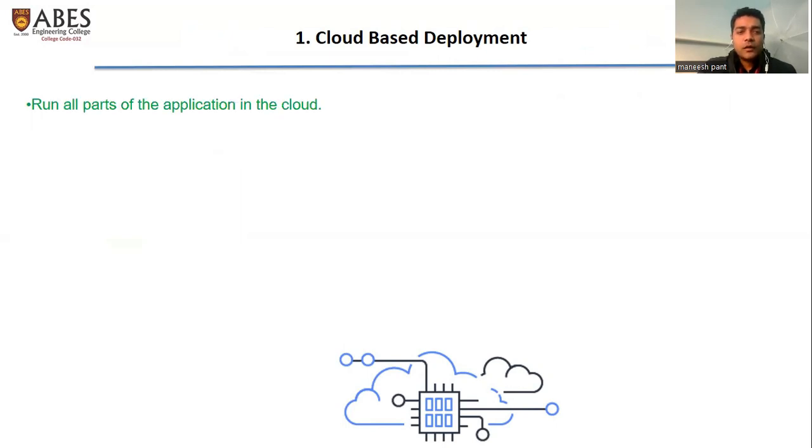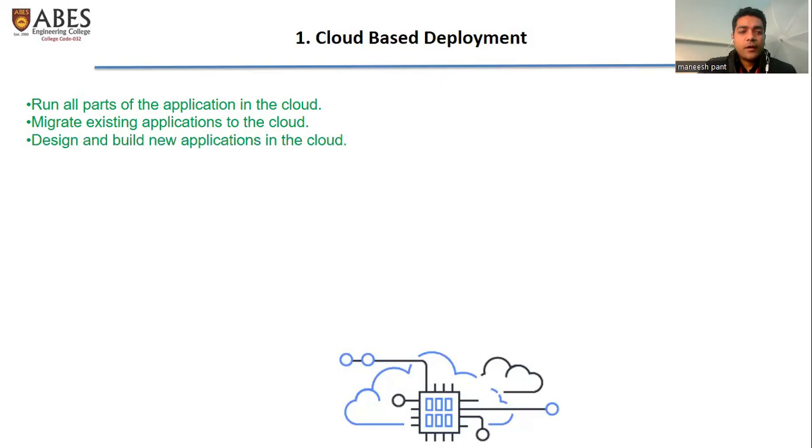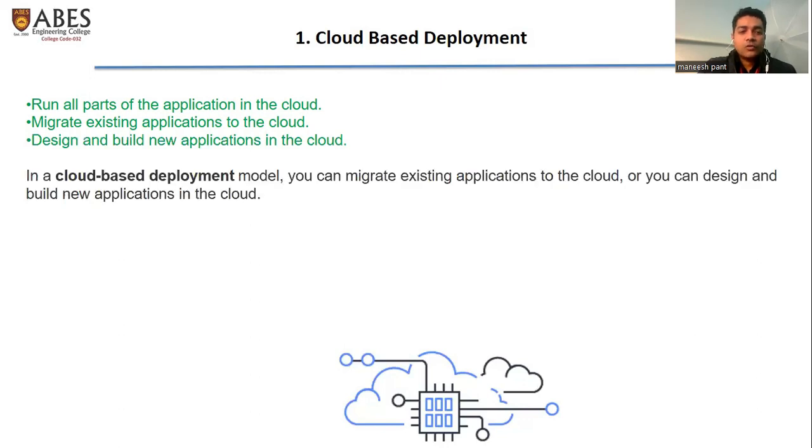So let us see, if we are running all the parts of the application in the cloud, if we are migrating existing applications to the cloud, if we are designing and building new applications in the cloud, all these points will point to the cloud based deployment. So you need this kind of model. In a cloud based deployment model, you can migrate existing applications to the cloud, or you can design and build new applications in the cloud.